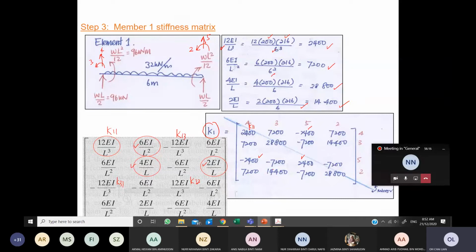So that's all. Then you go to put this information on the 6 EI over L squared. So it is acting at the K12, K14. So you just put in 7,200, putting into this specific location. So you search for more locations and you just put it in. Once you complete this, this is a repetitive work, and it is very easy to cause error if you are doing it manually. So be careful.